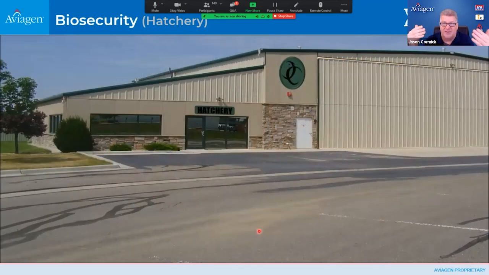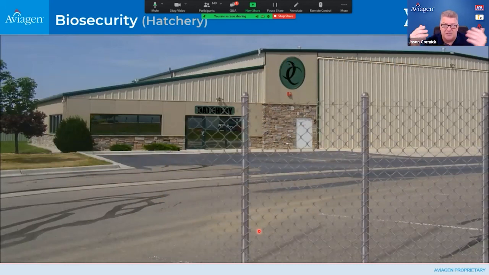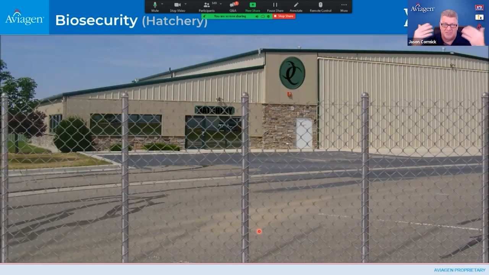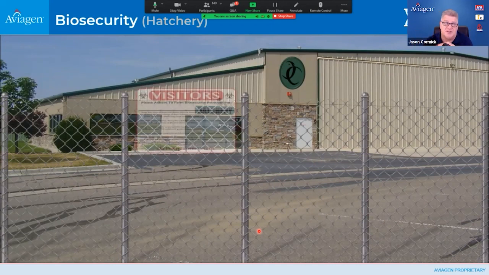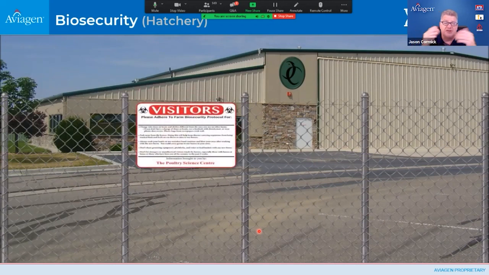In terms of your hatchery, you're going to need to fence that off. We don't want people turning up. I've seen hatcheries where people have turned up asking for directions. We should have good signposts.